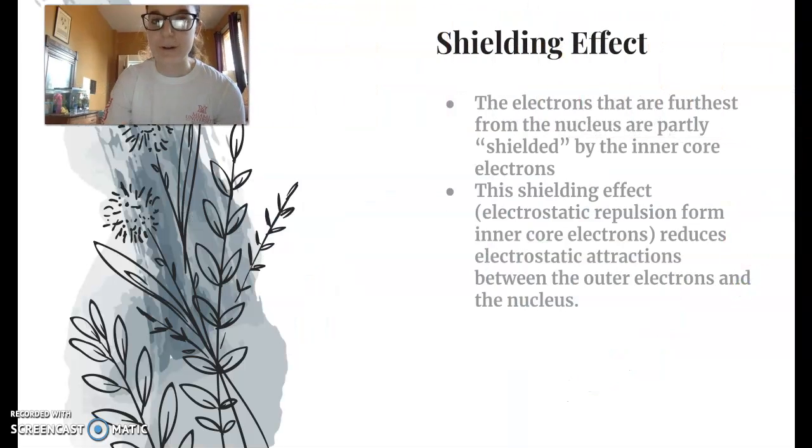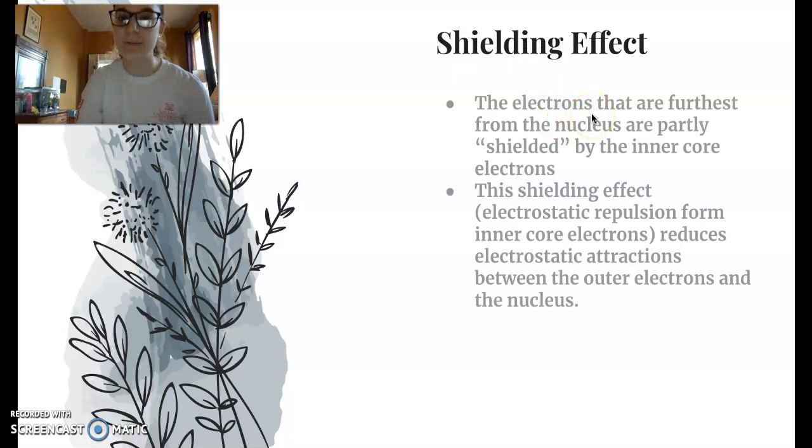With inner and outer core electrons, or valence electrons, we have what's called the shielding effect. Electrons that are furthest from the nucleus are partly shielded by inner core electrons. I always compare it in intro chem to being at a concert. If you're in the back row of the concert, you're kind of shielded from the stage by the crowd in front of you. In reality, the shielding isn't because electrons can't see through. It's actually because electrons are repelled by one another.